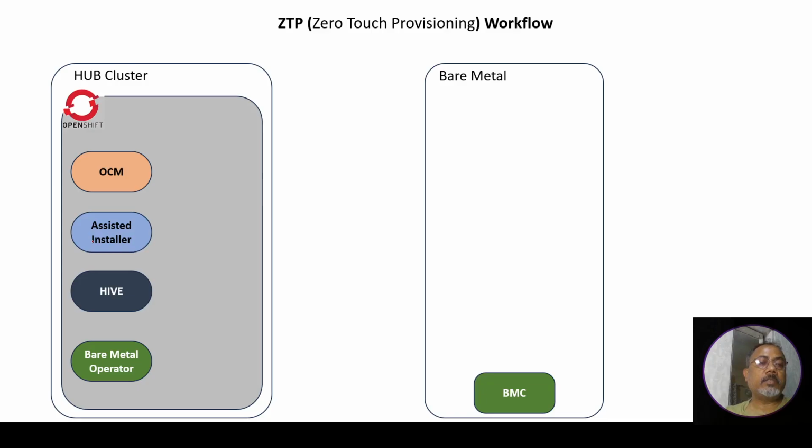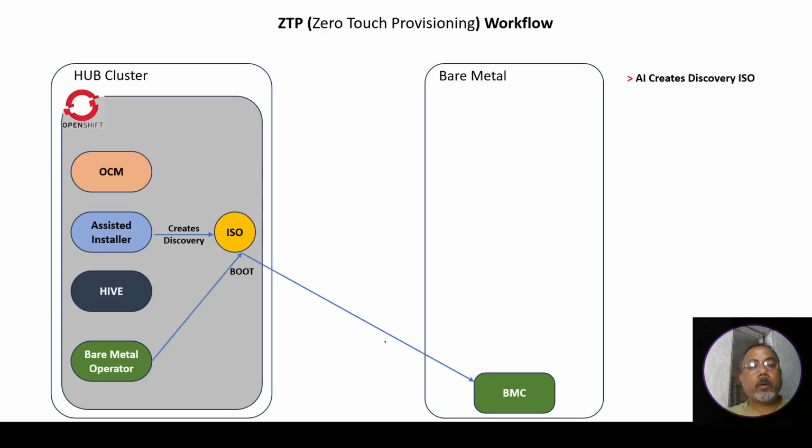Then we have the assisted installer, which is going to help install by generating the ISO. And we have Hive, and there is another operator called the bare metal operator, which is basically doing the boot up and something like that. So the first step is basically it creates the discovery ISO. Once it creates the discovery ISO, the bare metal operator boots the BMC using that ISO.